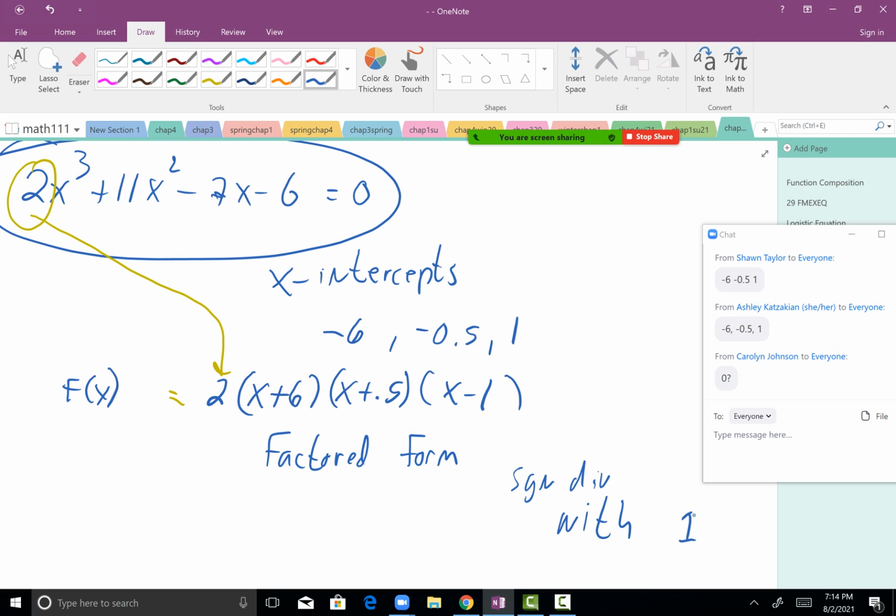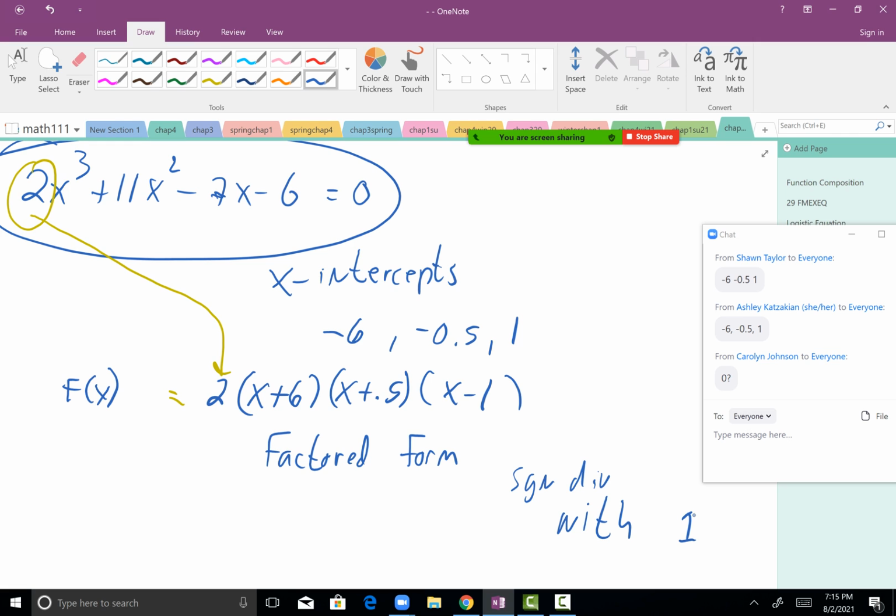Yep, 0. You're right, because it's an x-intercept. Remember, the remainder theorem says if you do synthetic division on a value, say c, and your remainder is 0, it's an x-intercept or a solution. Vice versa, if I take an x-intercept or a solution and do synthetic division on it, I better get 0. If I didn't, then I made a mistake. That's what the remainder theorem says.